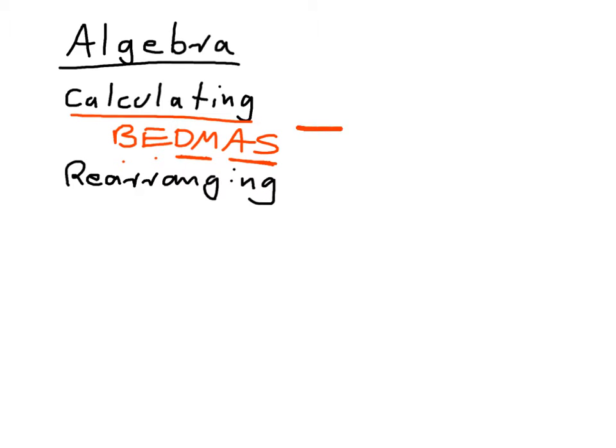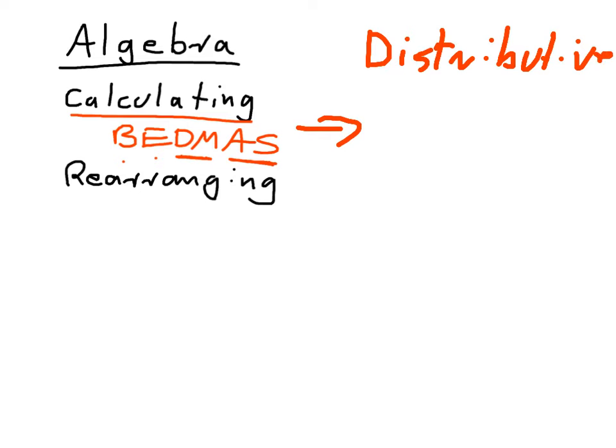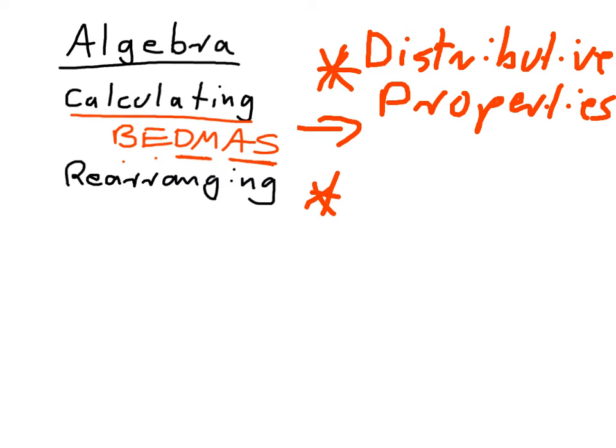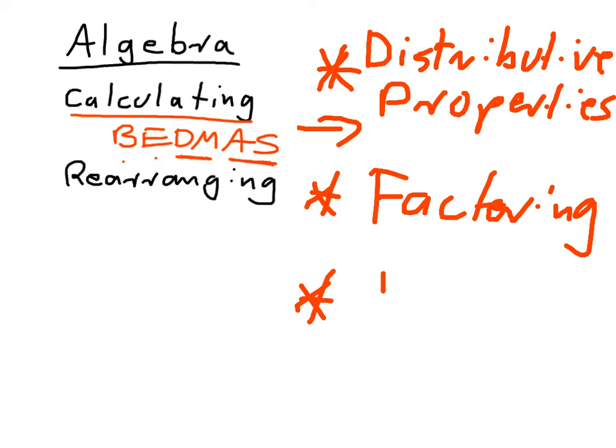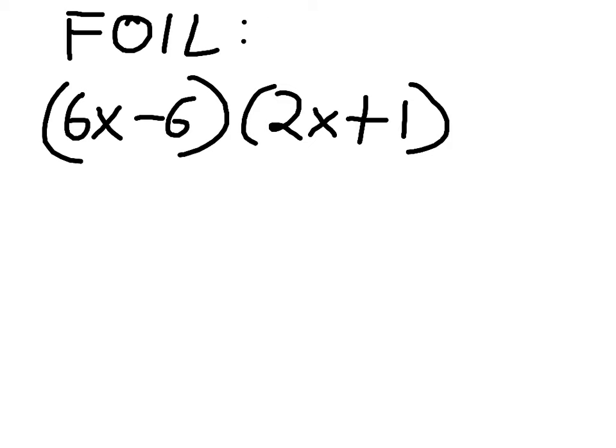When it comes to the calculating, we're going to be not only looking at BEDMAS, we're also going to be looking at distributive properties. We're also going to be looking at factoring, and we're going to be looking at FOIL. FOIL stands for first, outside, inside, last.